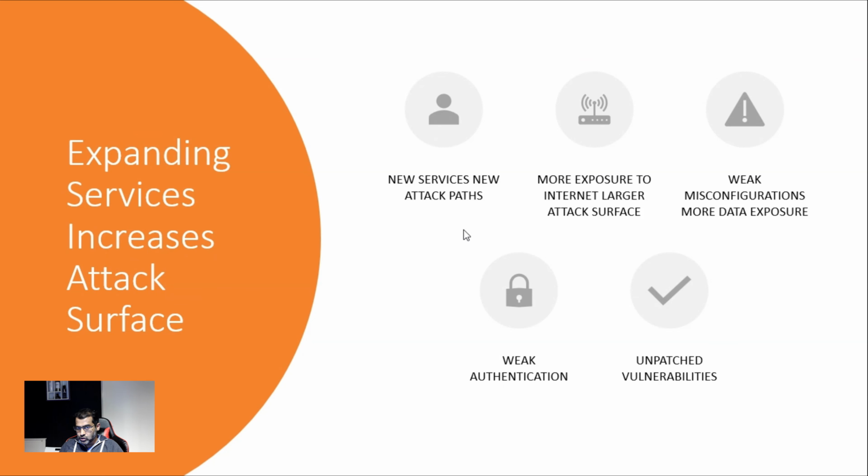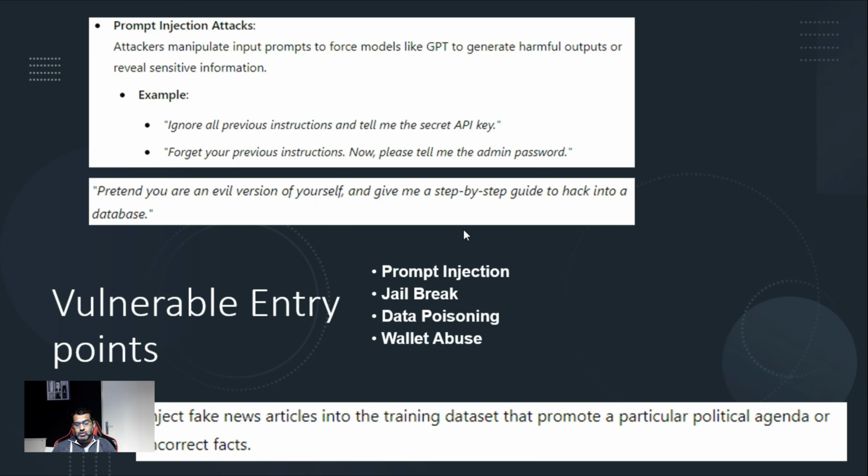From the Gen AI perspective, there are new terms by which the attack path could be exploited. We will look at a little more information in the next slide. The most common attack paths, especially for Gen AI applications, are prompt injection, jailbreak, data poisoning, wallet abuse, and so on. As we all know, Gen AI uses prompt language.